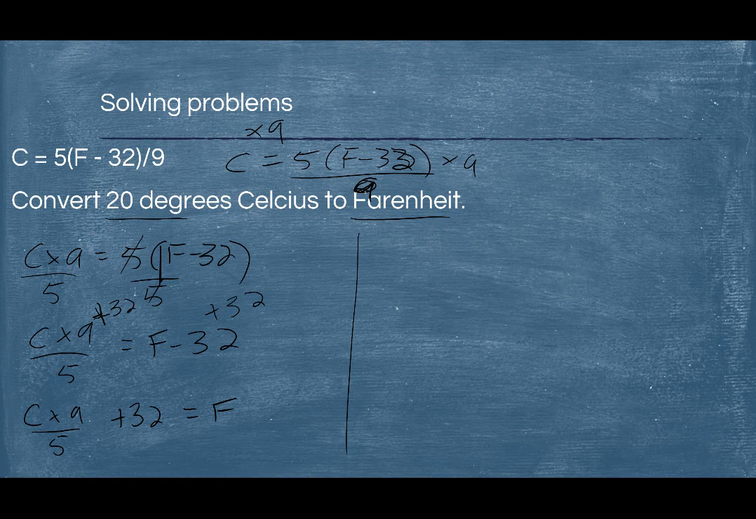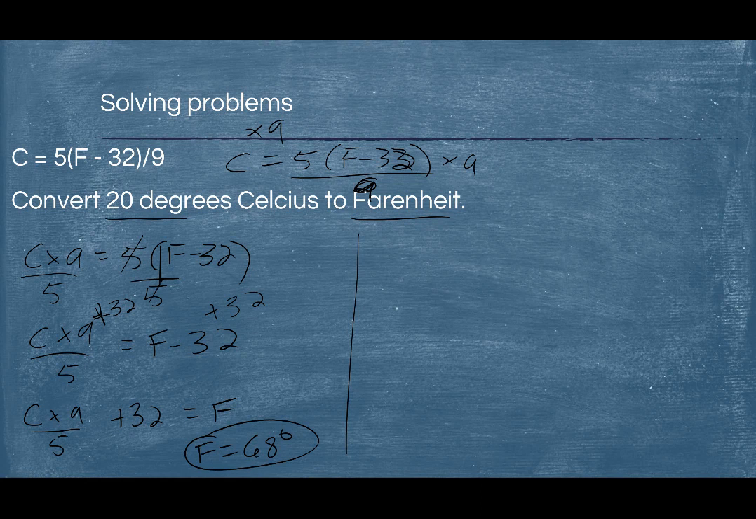So I'm going to substitute that in right now. I don't have space to show it, but I'm going to put in my 20 degrees. 20 times 9 divided by 5. I'm going to hit equals. That makes 36, plus 32 is 68. So the Fahrenheit value is 68 degrees.